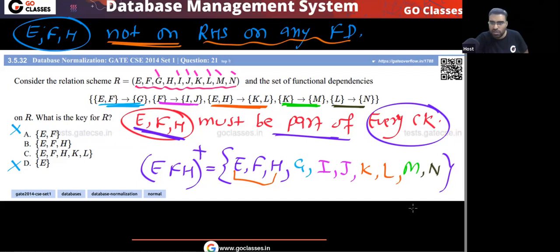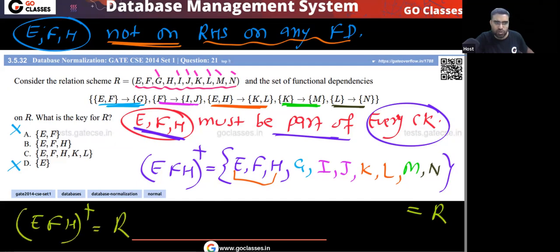This is equal to R. We got everything. I can say EFH can determine all the attributes, the entire relation R. So this itself is enough. EFH must be part of every candidate key, and this itself is enough, so this is the candidate key.